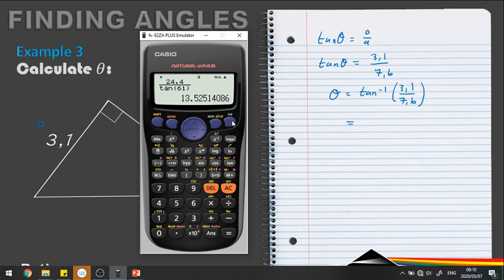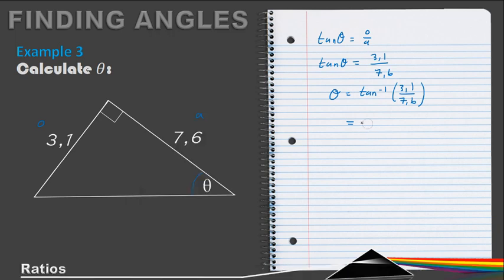And that I just put into the calculator. So I say shift tan, and then I have 3.1 over 7.6, and that is equal to 22.19 degrees, because we worked out the angle.